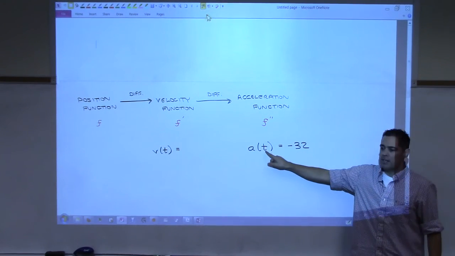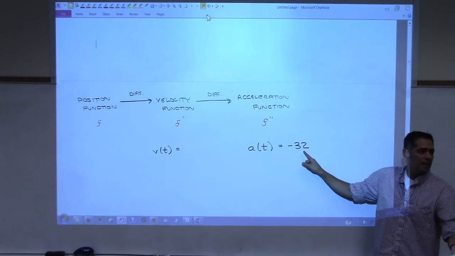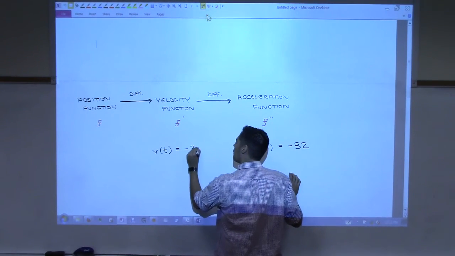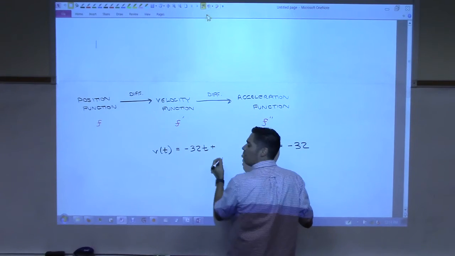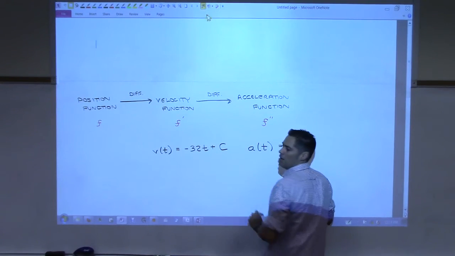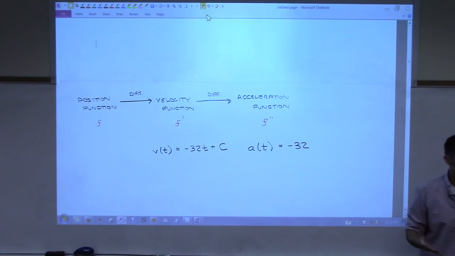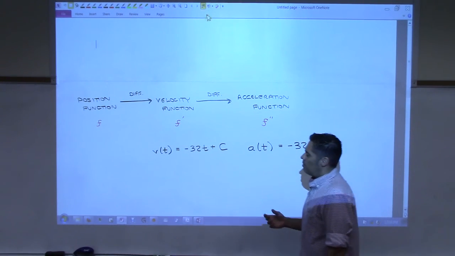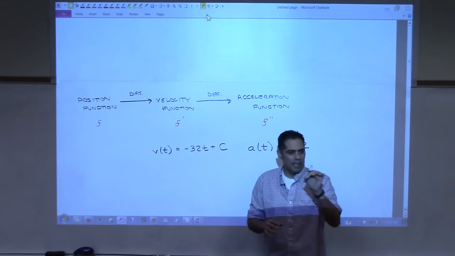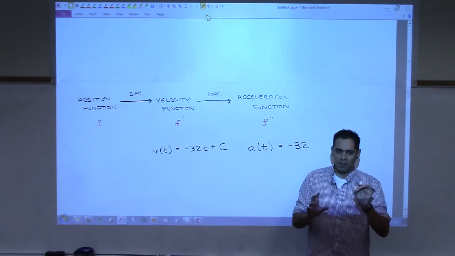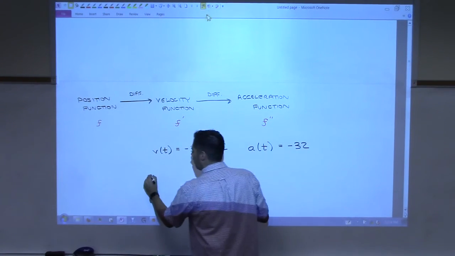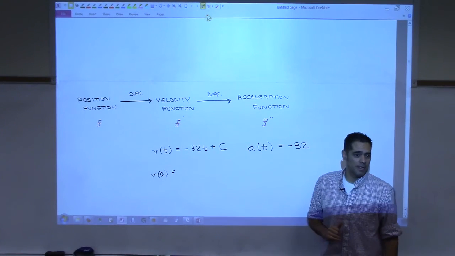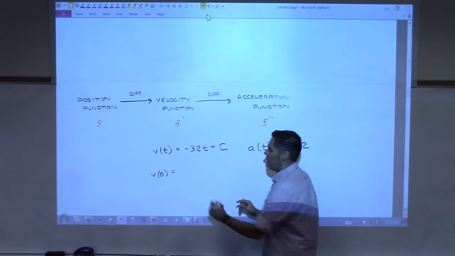With respect to t, not x. Negative 32t, right? Negative 32t plus what? Some constant, right? Some constant. Now, I don't give you any point here, do I? I'm not giving you some initial point. So let's think about something. What would the velocity at 0 have to be? It would have to be c, right?